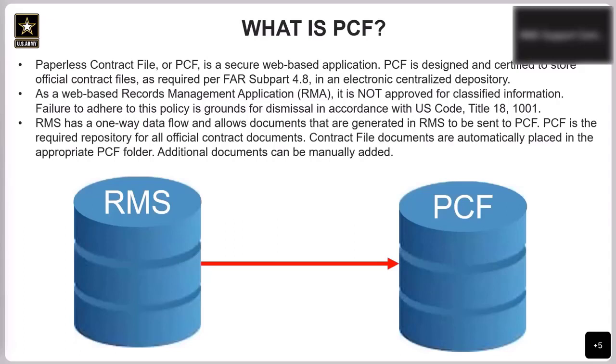The paperless contract file is a secure web-based application designed and certified to store official contract files as required per FAR subpart 4.8. It is not approved for classified information. The same goes for RMS, so please make sure you're adhering to the US Code Title 18, 1001. RMS has a one-way data flow to PCF, so that means that any documents generated in RMS are sent to PCF. It doesn't work the other way around. PCF is the required repository for all contract documentation, and contract files are automatically placed in the appropriate PCF folder.